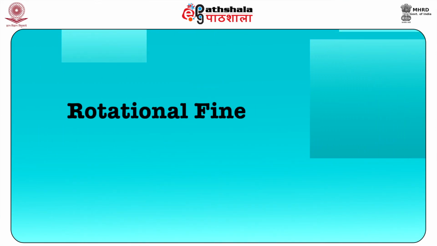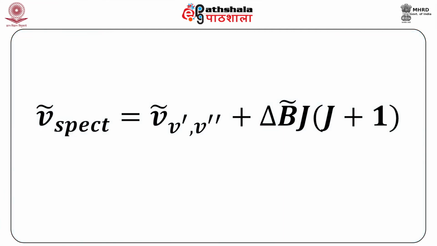We had ignored rotational fine structure, but let us see what that has to do with the transition. If we also include changes in the rotational energy in the spectroscopic transitions, the equation for the wave number of the electronic vibrational transition gets modified: the wave number of the photon is given by the wave number for the V prime V double prime transition plus delta E, which is B J into J plus 1, where nu bar V prime V double prime represents the wave number of the electronic vibrational or the vibronic transition.